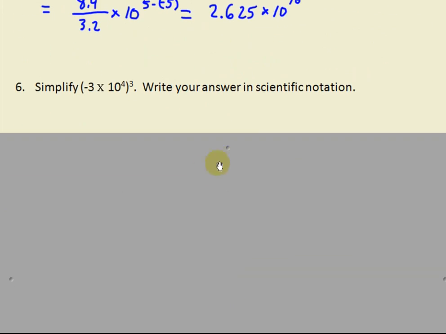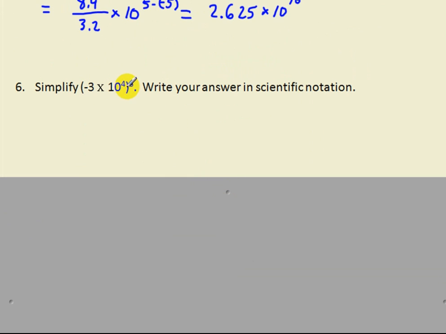Okay, number 6. Simplify negative 3 times 10 to the 4th, all raised to the 3rd power. So we need to, first of all, apply that exponent to our coefficient and then use the power of powers property for our exponents. So 4 times 3, those are both exponents or powers, we multiply those together. Negative 3 to the 3rd power is negative 27. Okay, negative 3 times negative 3 is a positive 9, times negative 3 again is negative 27, times 10 to the 12th.